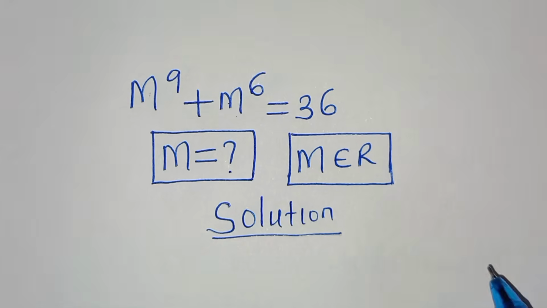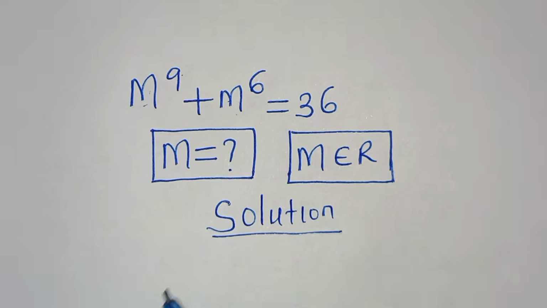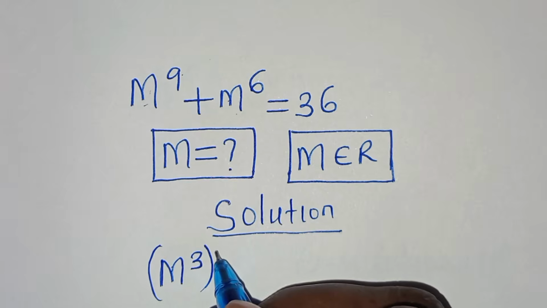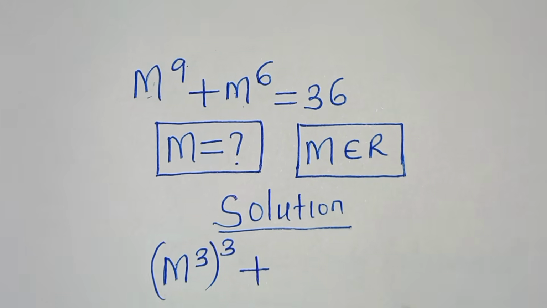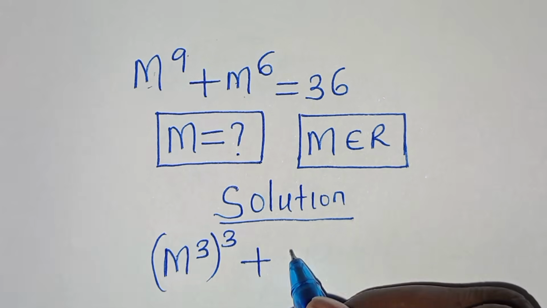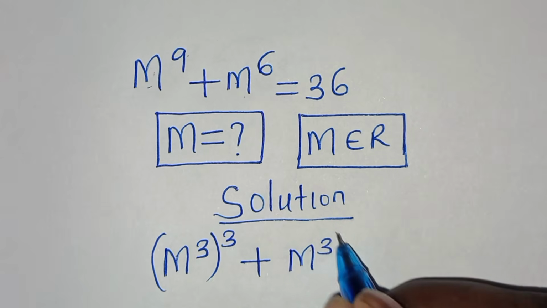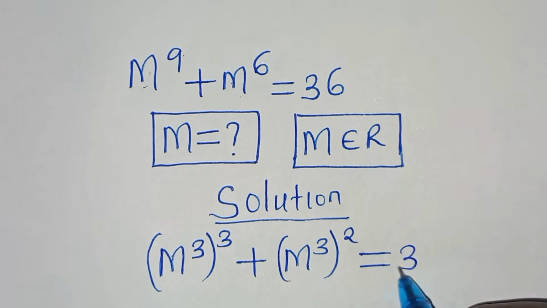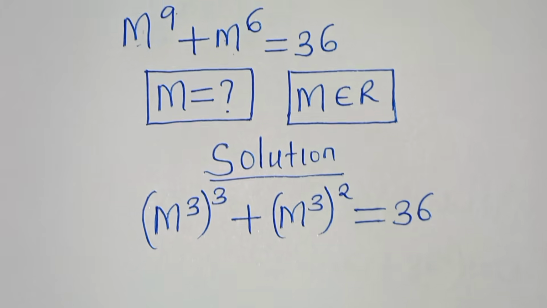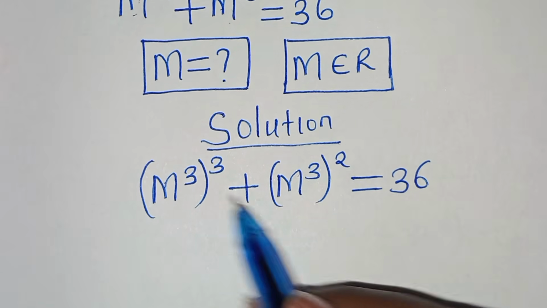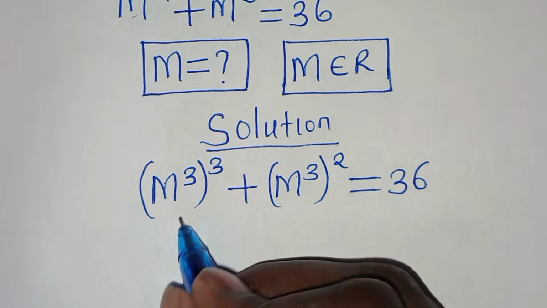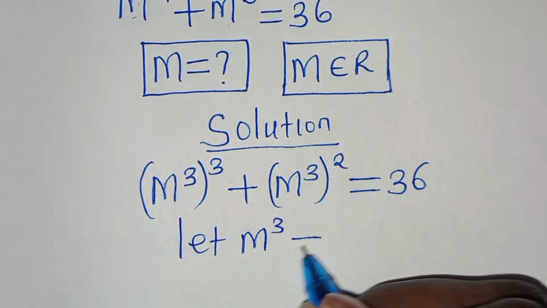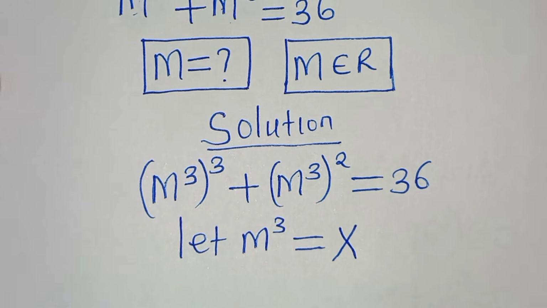The first step here is that we can express m to the power of 9 as m to the power of 3 raised to the power of 3, then plus m to the power of 6, we can express this as m to the power of 3 raised to the power of 2. This is equal to 36. Then we have m to the power of 3 is common here, so we can let m to the power of 3 be equal to x.